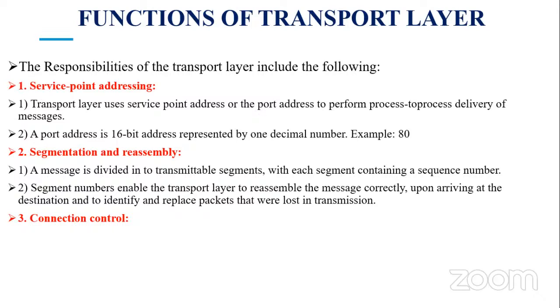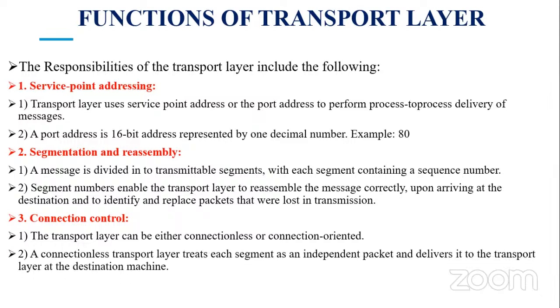Next, connection control. This is an important one. This is a function of the transport layer. The transport layer can be either connectionless or connection oriented. Connectionless is nothing but wireless, and connection oriented is nothing but a dedicated physical link. It will be taken care of by the transport layer. A connectionless transport layer treats each segment as an independent packet and delivers it to the transport layer at the destination machine.